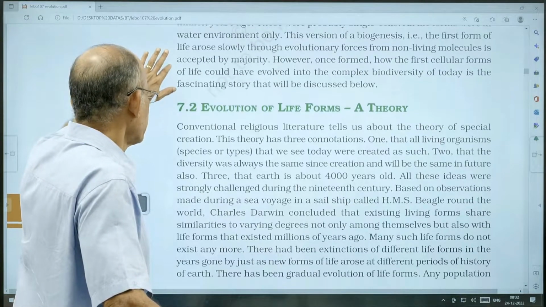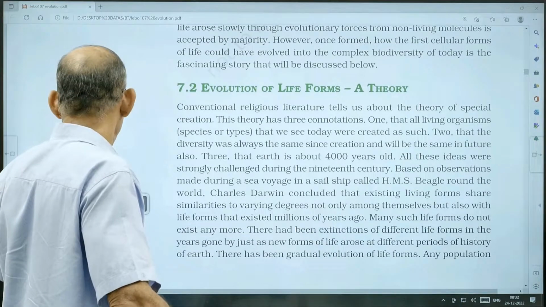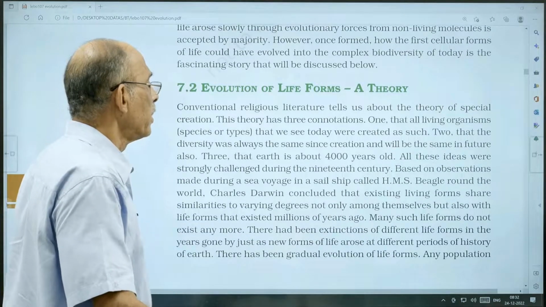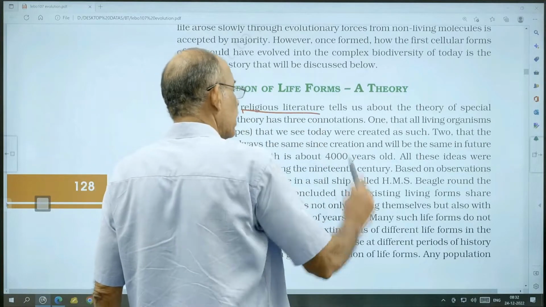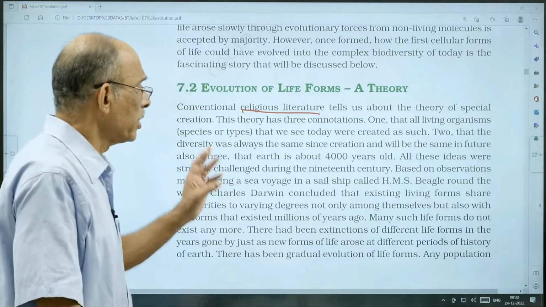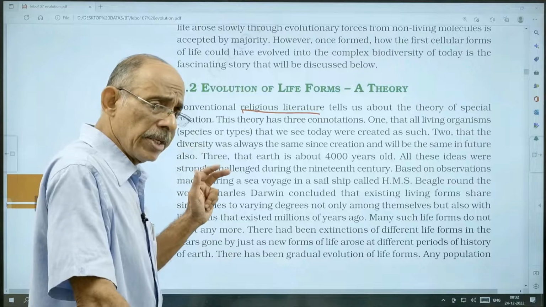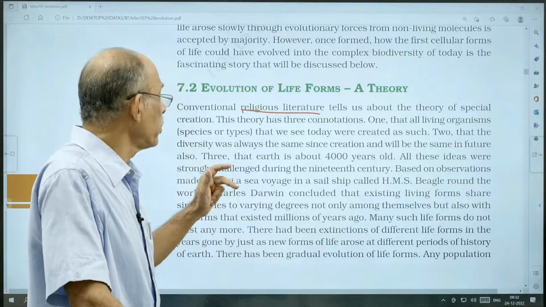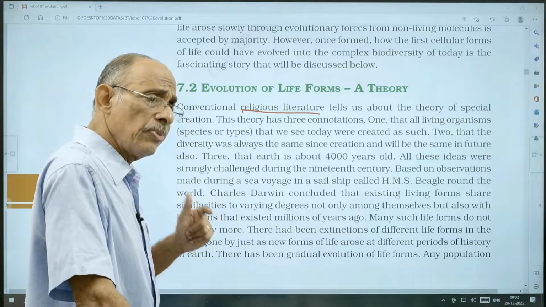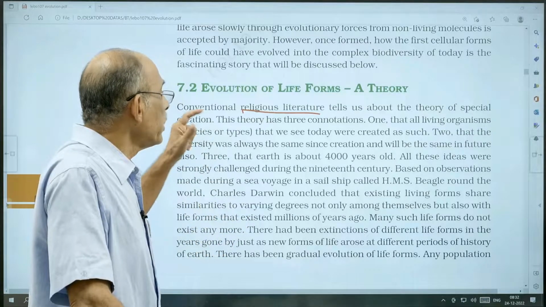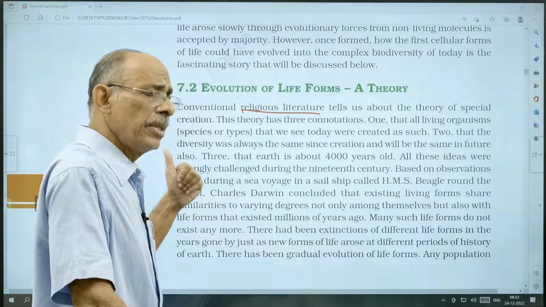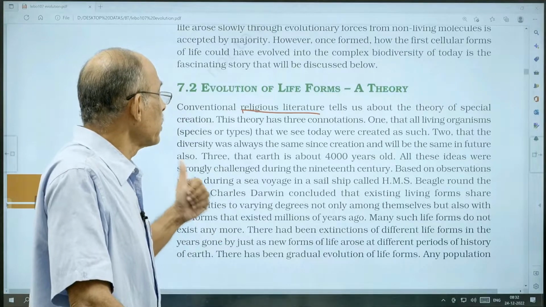Next is the evolution of life forms. This is a religious theory. There is another theory, the fourth one. So the first one is panspermia. Second is spontaneous generation, which was disproved by Louis Pasteur, and third is chemical evolution, which was accepted by all. Then there is another theory, based on religious ideas.